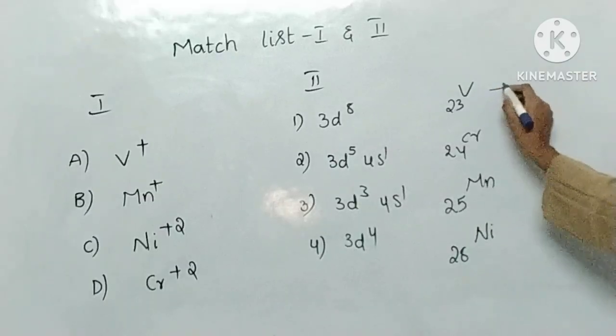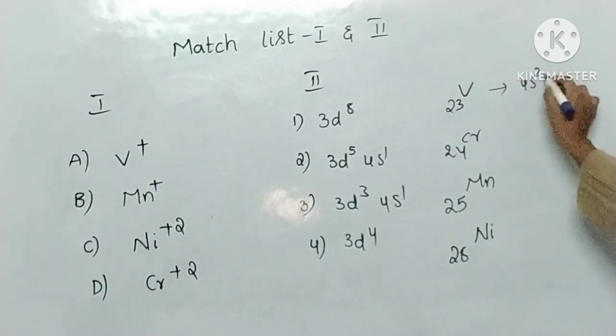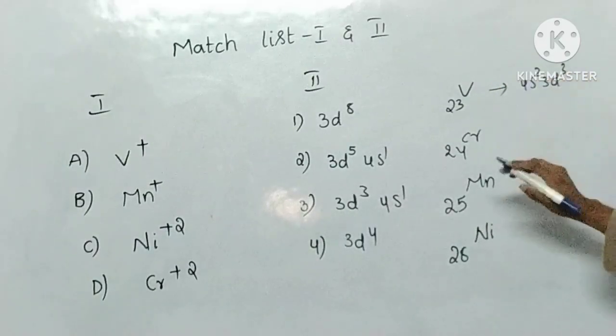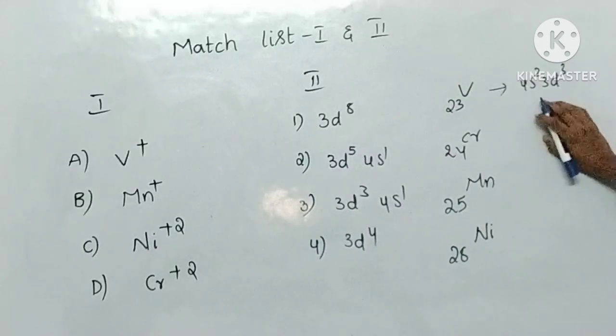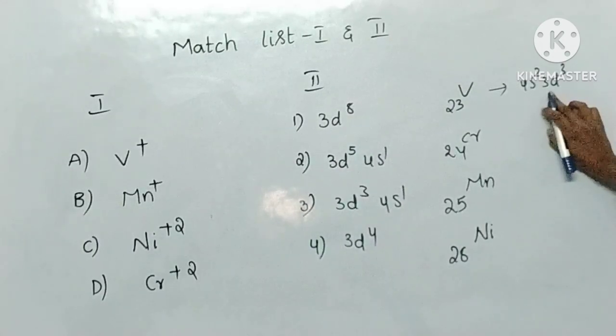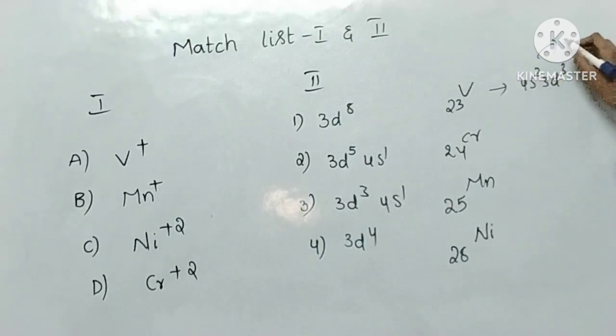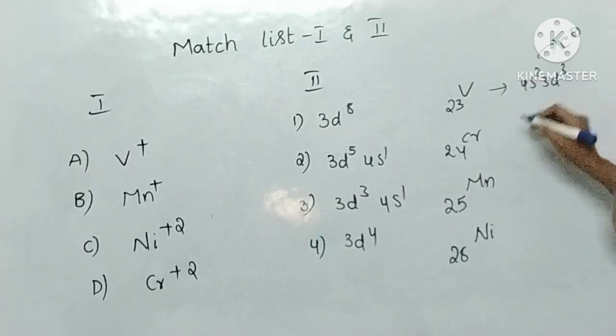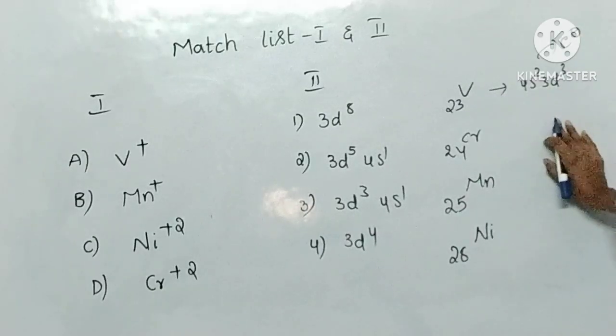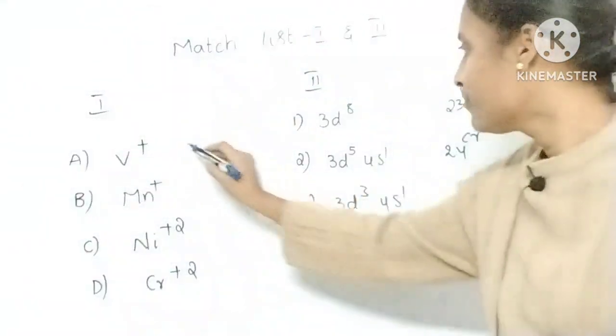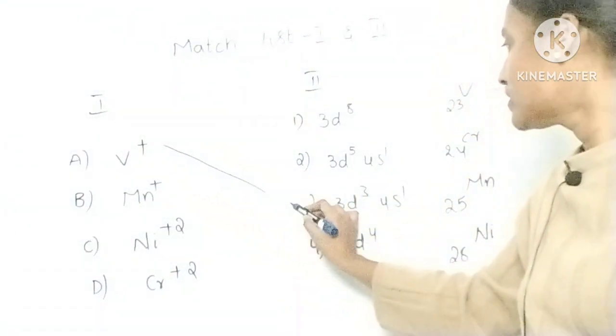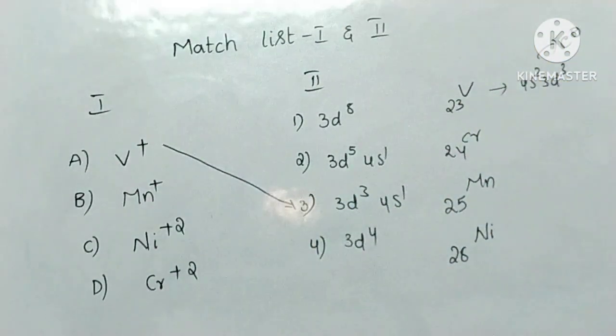Vanadium's electronic configuration is 4s2 3d3. Here one electron would go out, so it would become 4s1 3d3. Where it is 4s1 3d3, this one. So A becomes 3.